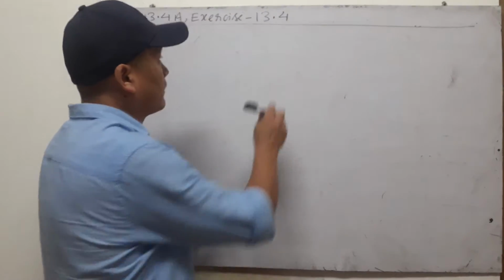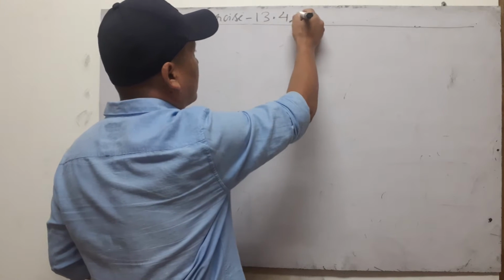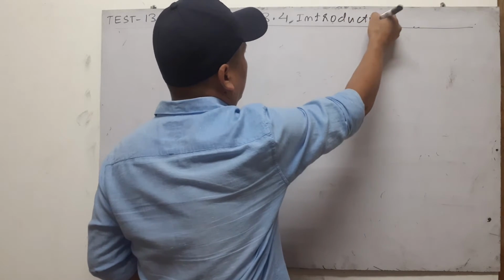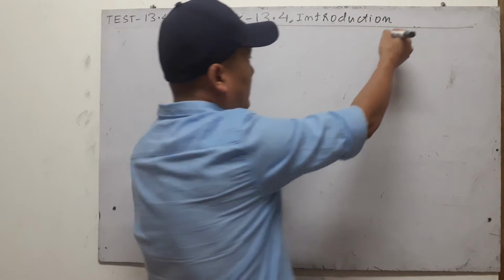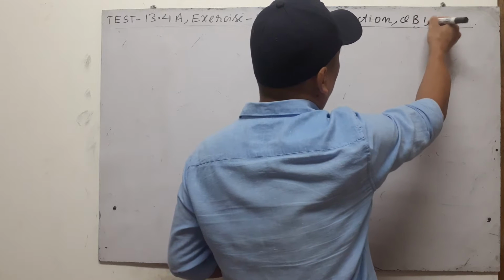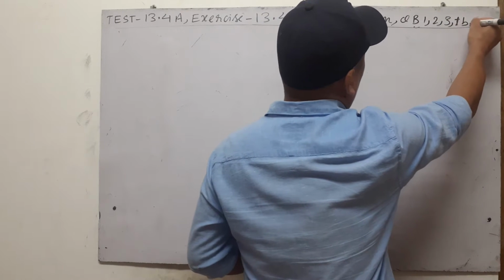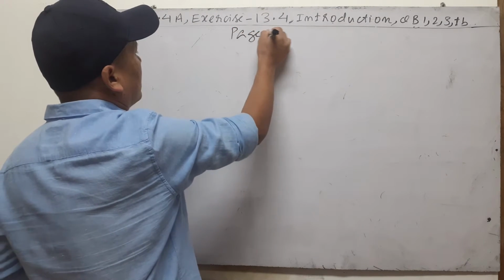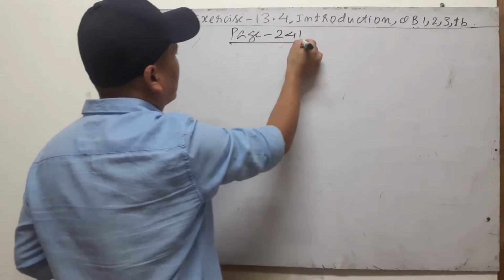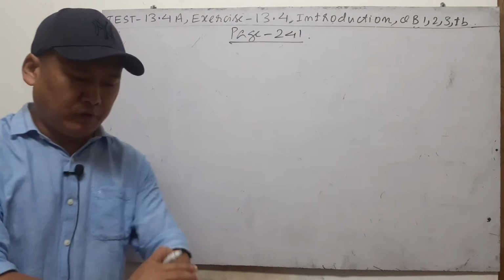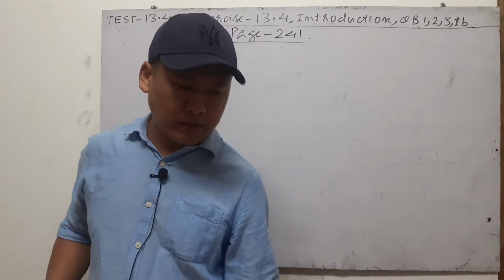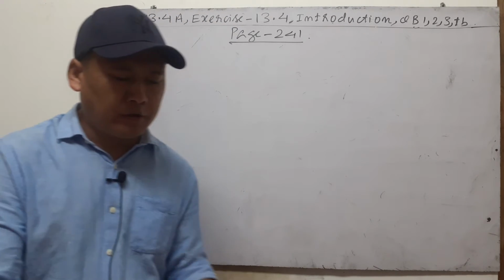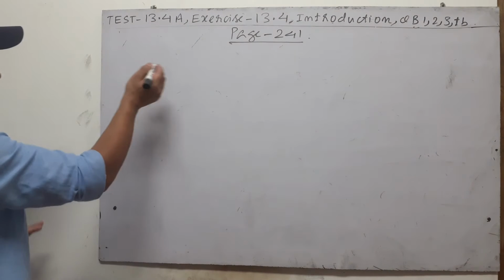Okay, so let me write it down here. Introduction, and introduction means the formulas that we're going to use, and question B 1, 2, 3 in the textbook, which we'll find on page 241, I think. Write this along with me, the portion we're going to have to cover before we do this test. Yes, 241.